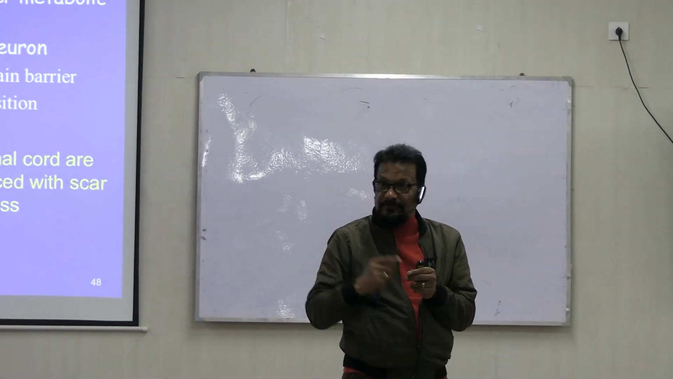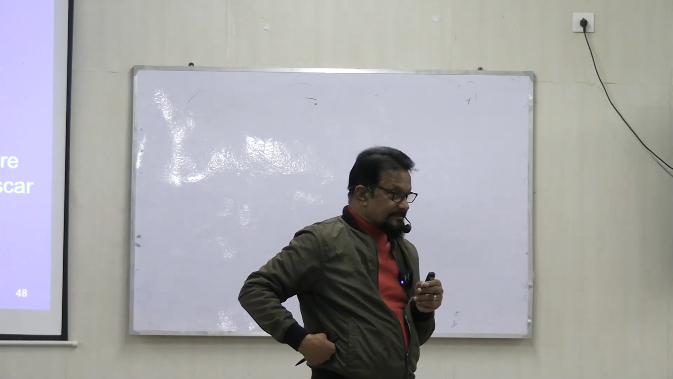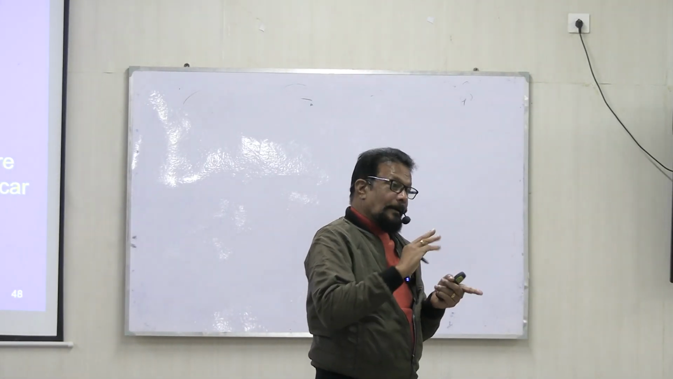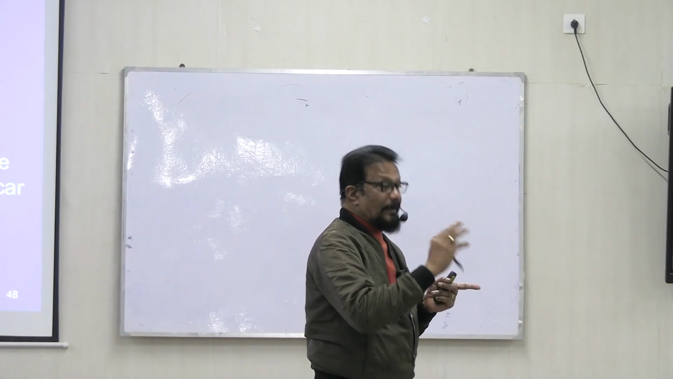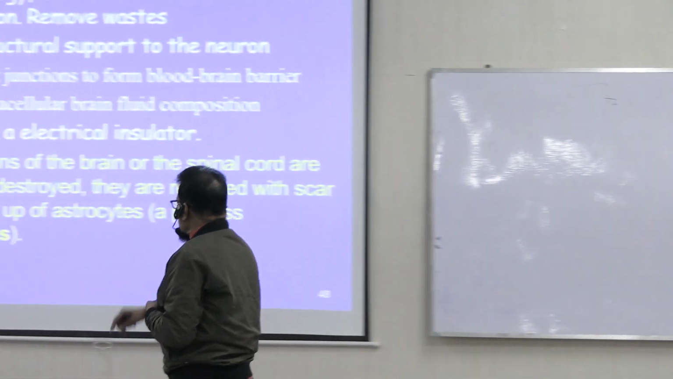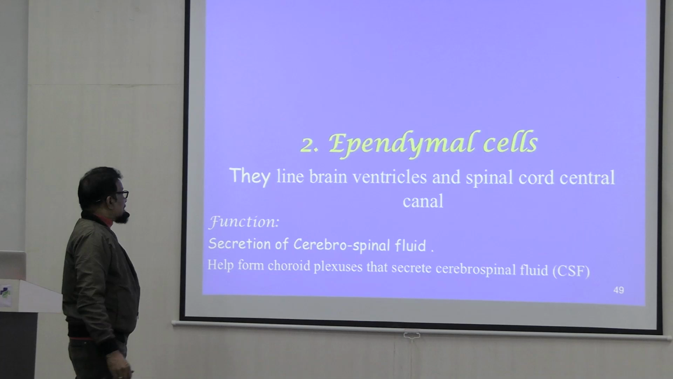In the central nervous system, if brain cells are damaged, in the spinal cord, if brain cells are damaged, then they will be replaced by the fibrocytes. And these fibrocytes are formed by conversion of the astrocytes into fibrocytes. This process is called gliosis. Ependymal cells.